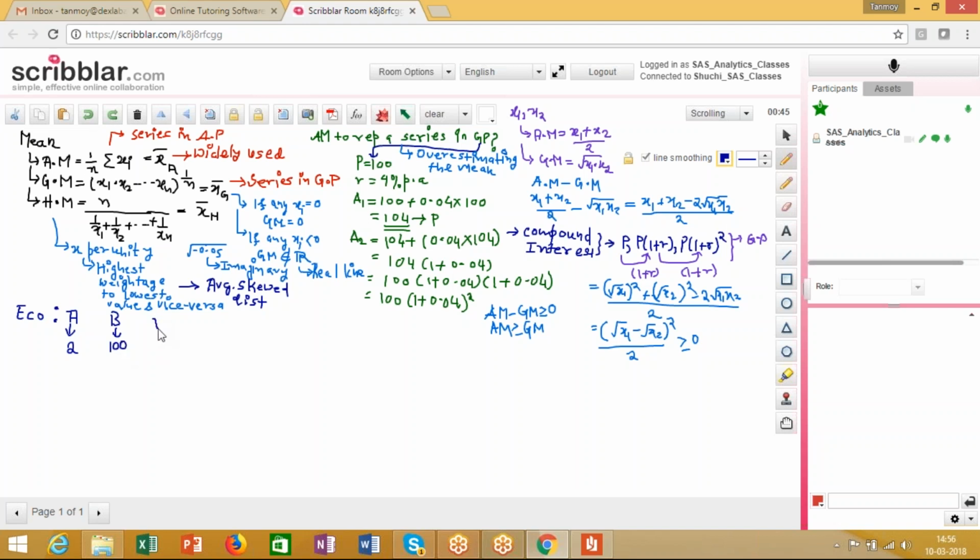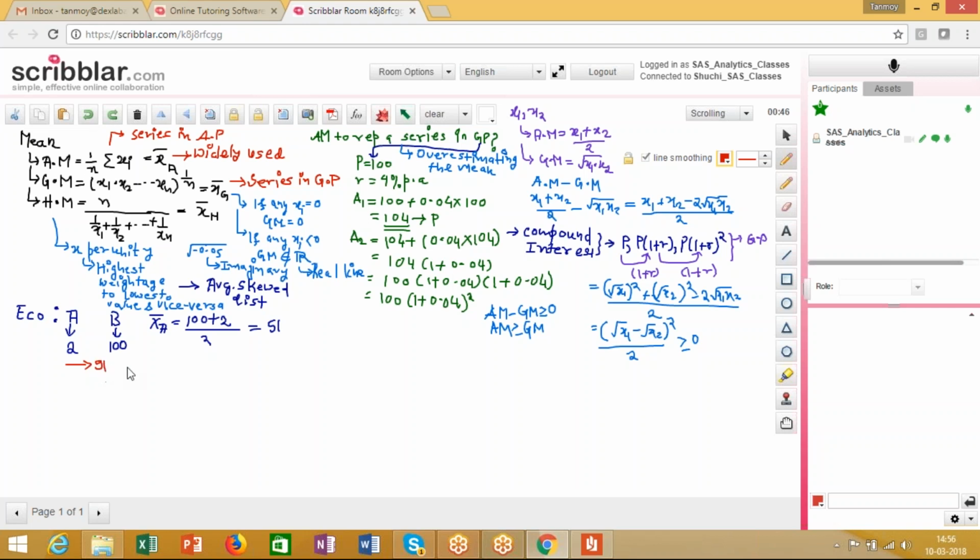Right? Now what I do is I calculate x bar A. So x bar A is 100 plus 2 divided by 2, this is 102 divided by 2, which is 51. So over here the mean is 51.